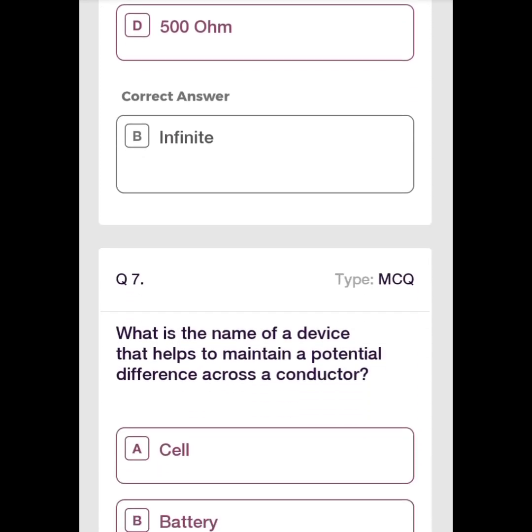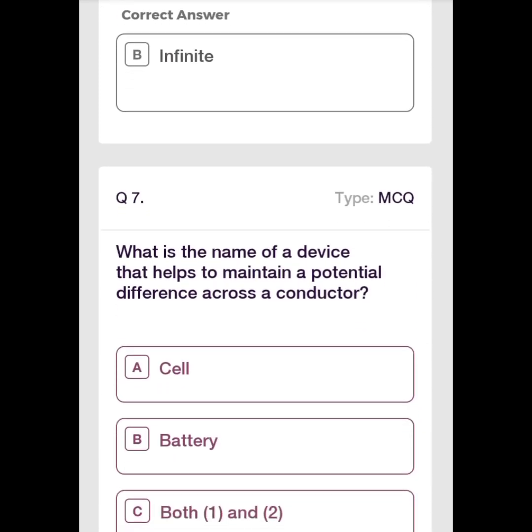We'll move on to the next question. What is the name of the device that helps to maintain potential difference across a conductor? So we can say cell and battery. Battery means group of cells. Okay, that will help in maintaining potential difference. Then DC generator. These are all the devices that help in maintaining potential difference.